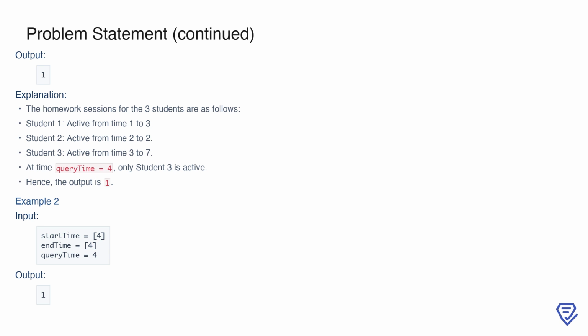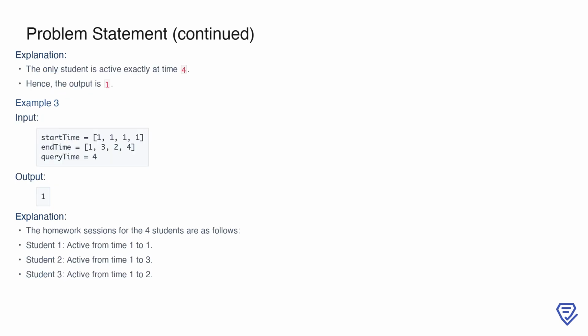Suppose start time is 1, 2, 3, and end time is 3, 2, 7, with query time equal to 4. The question asks us to figure out how many students are doing homework when the clock reads 4. We can analyze each student's homework session. Student 1 is active between times 1 and 3, student 2 is active at time 2 only, and student 3 is active from time 3 to 7. Since query time is 4, we see that only student 3 is active at this time. Therefore, the output is 1.